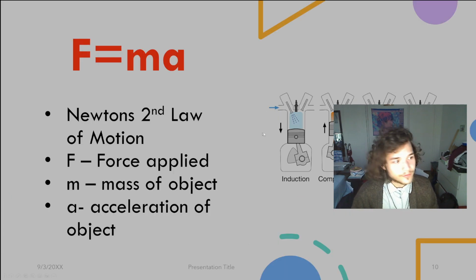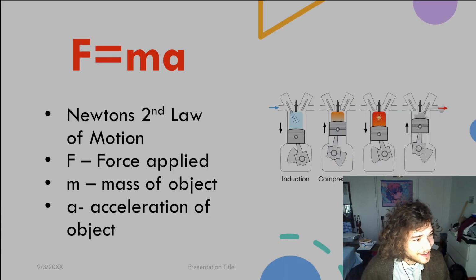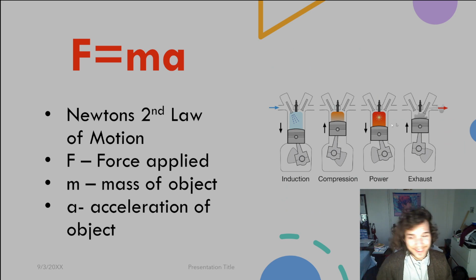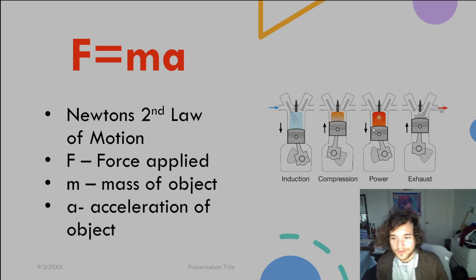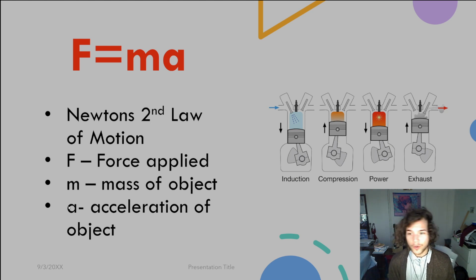So, first equation, F equals ma. It's just Newton's second law of motion. It means the force applied to an object is equal to the mass of the object times the acceleration of said object. And this is important to us because we can equate the amount of force generated from this explosion, the force applied by this explosion, to its mass and its acceleration.